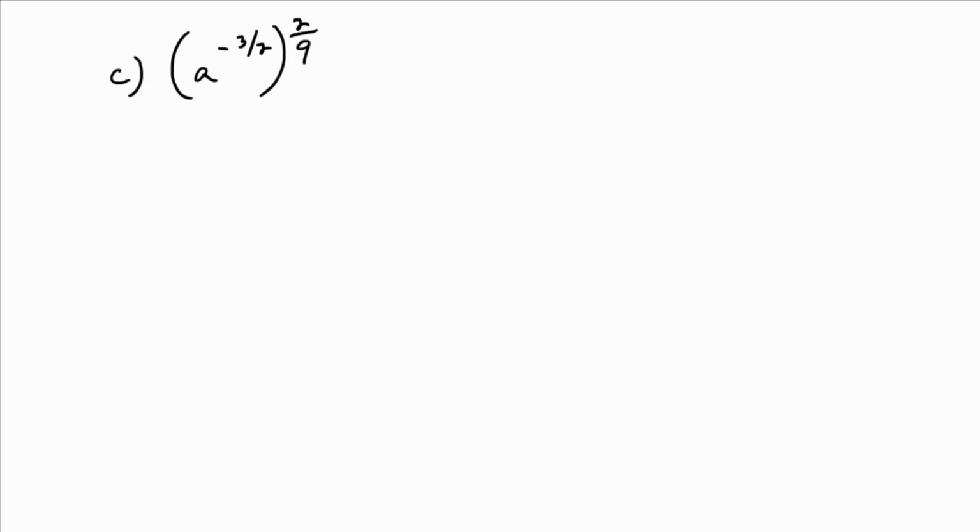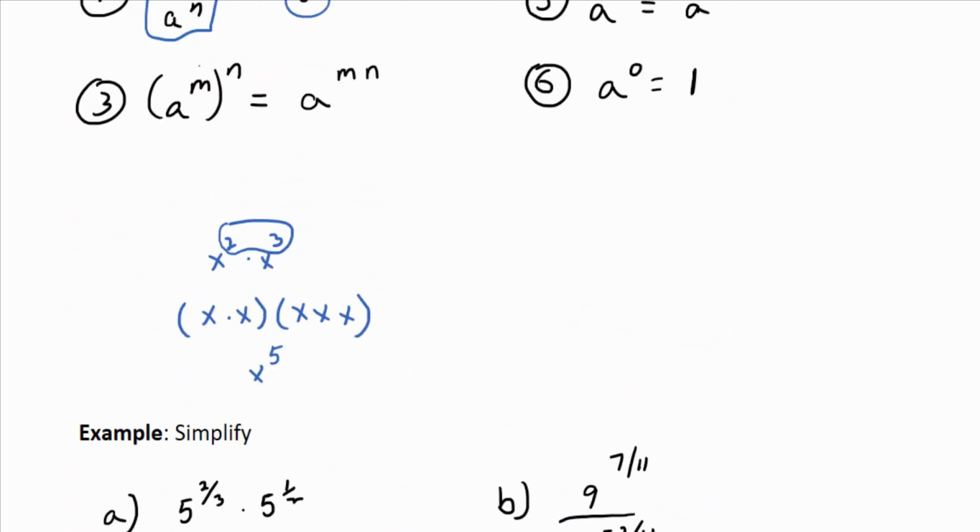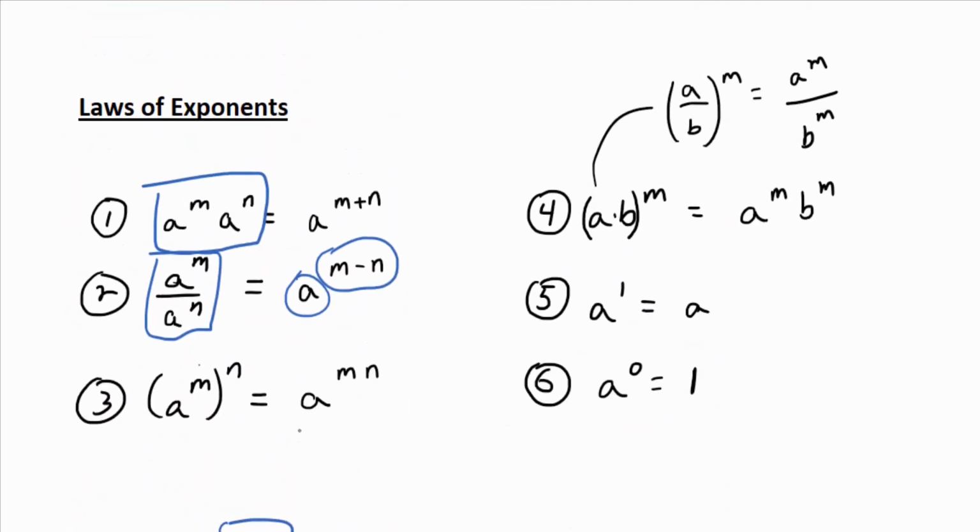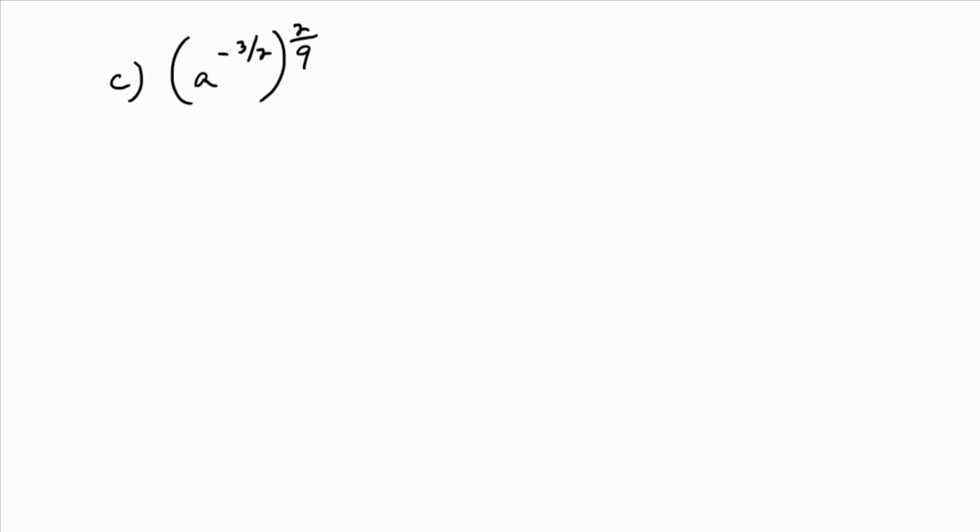Okay, so part C, we have a to the negative 3/2 inside parentheses, and then 2/9 on the outside. Does anybody recognize which property this is? It's number 3, isn't it? Exponent on the inside, exponent on the outside. So what does the rule say? Keep the base and multiply the exponents. So in this case, the base is a, and we're going to multiply -3/2 times 2/9. We have to simplify that, but does everybody see the rule that I applied? Number 3?